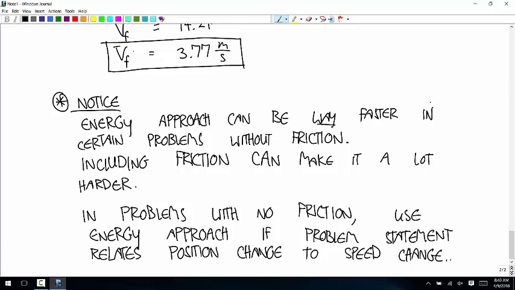The thing that should trigger you to consider an energy approach is if it says something like the object moves from here to here, what's the change in speed? Or what's the speed at the bottom of this hill? Or when the speed gets up to 30 meters per second, how far has it traveled? Those are hints that you should use an energy approach.